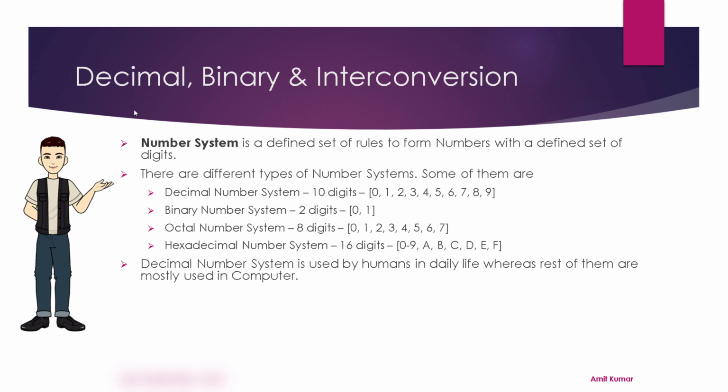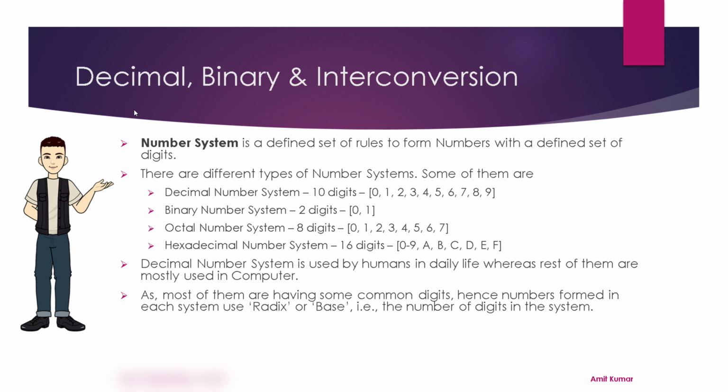As most of them have some common digits, numbers formed in each system use a radix or base, that is the number of digits in the system. You can see there are a few digits which are very common: all the number systems have digits 0 and 1. Decimal, octal and hexadecimal have digits 0 to 7 in common, and decimal and hexadecimal have 0 to 9 in common.